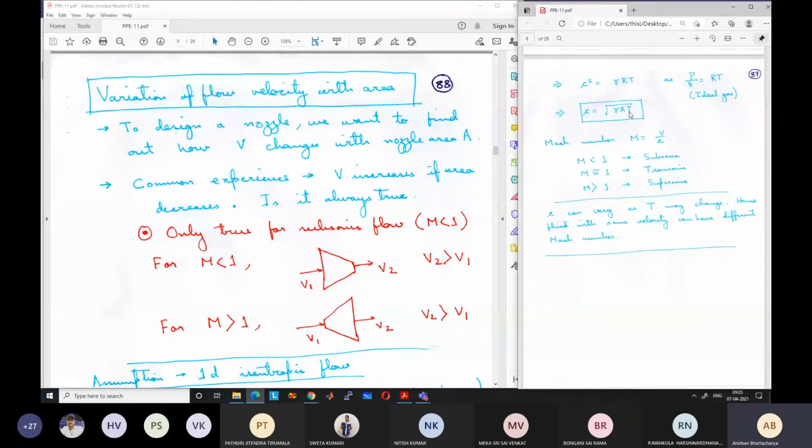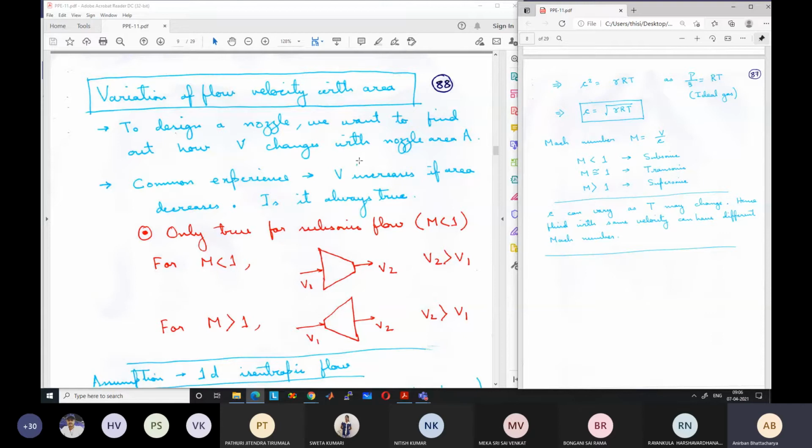Now we want to find out how the flow velocity and area are correlated. Means if the area increases, how does the flow velocity increase or decrease. So to design a nozzle, we want to find out how the velocity V changes with the nozzle area A. Our common experience from day-to-day lives is that if the area decreases, like in a funnel, the velocity should increase. Whenever we have a cross section where the area is decreasing, the velocity should increase. That is our common day-to-day experience.